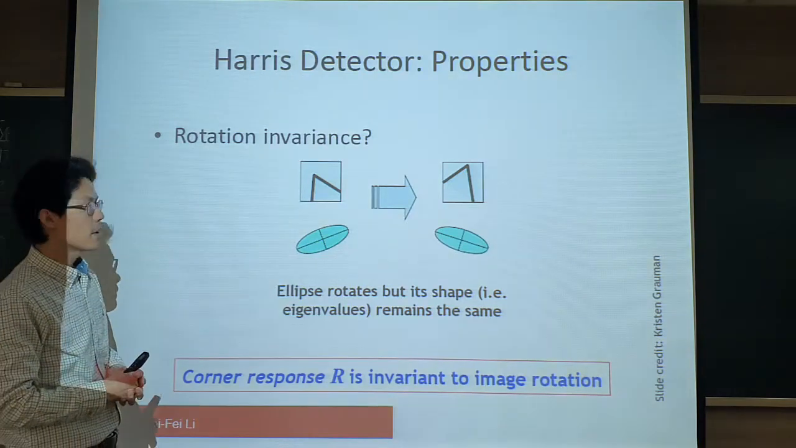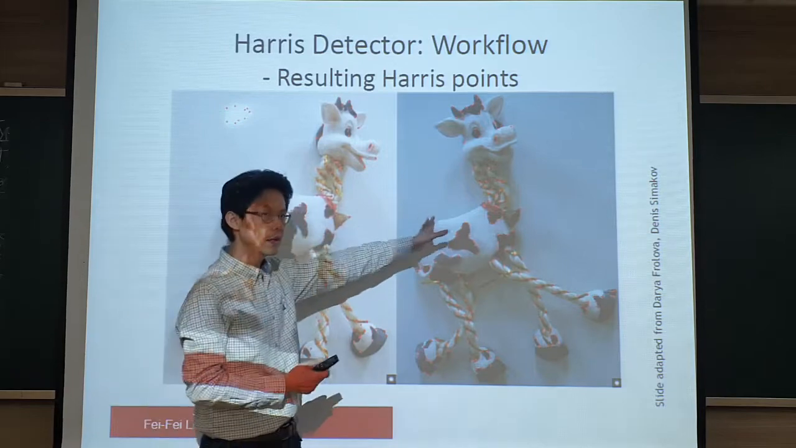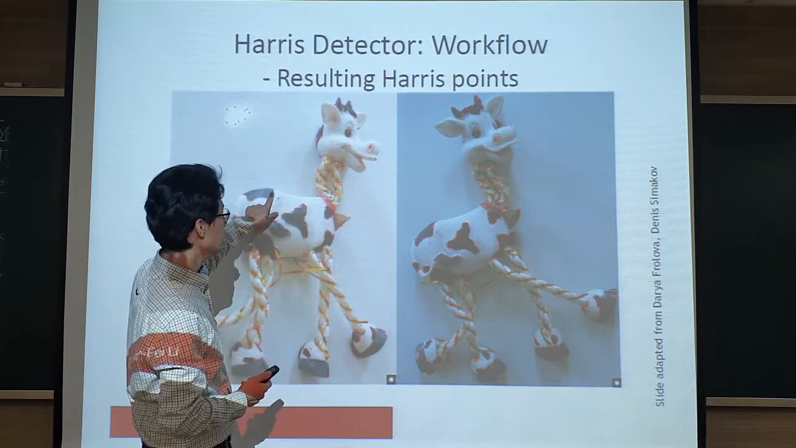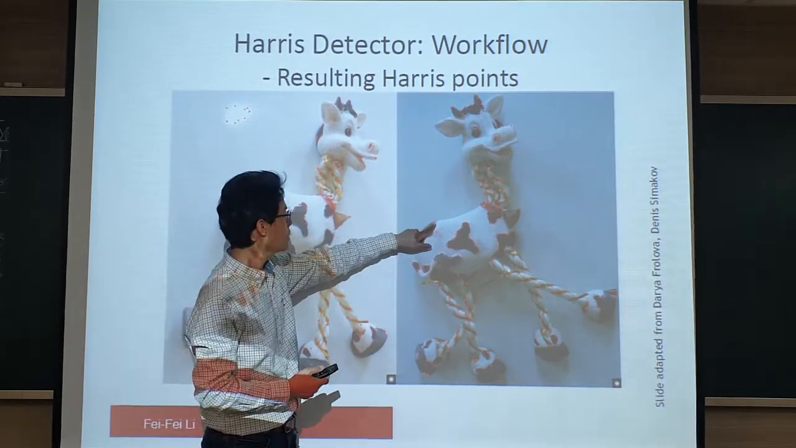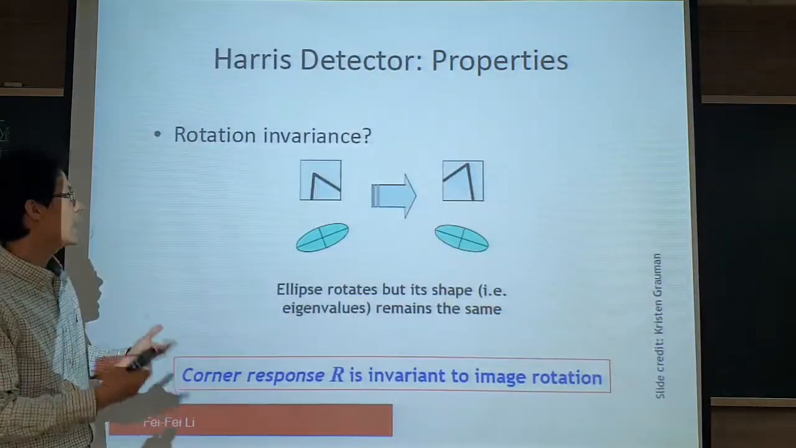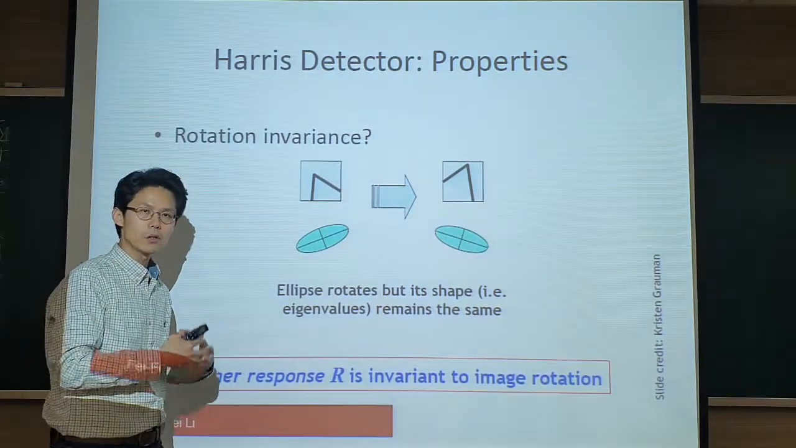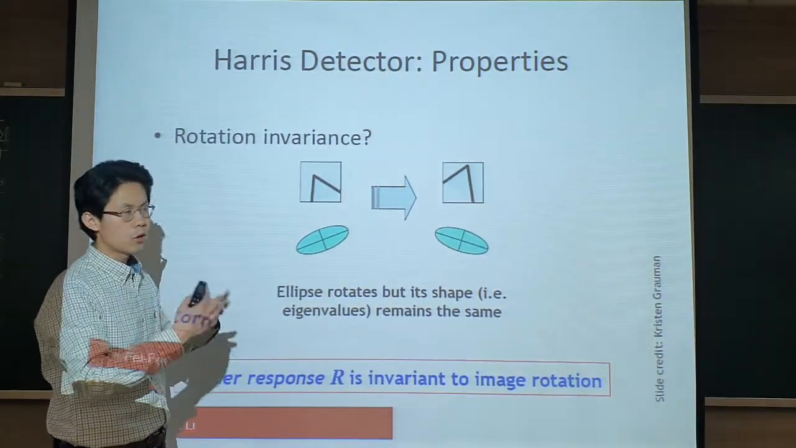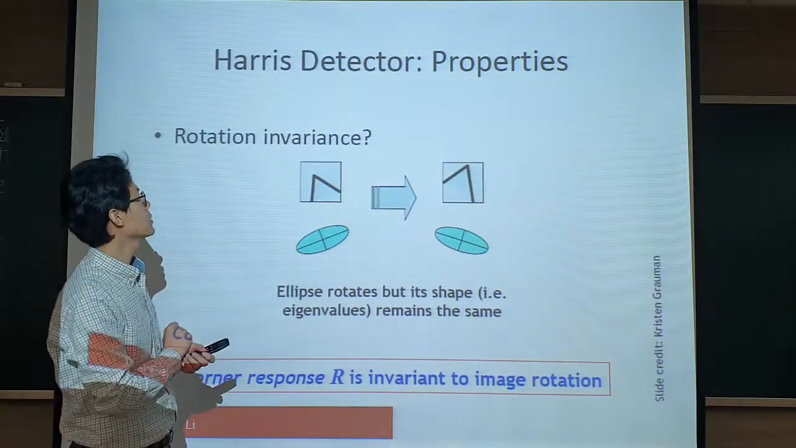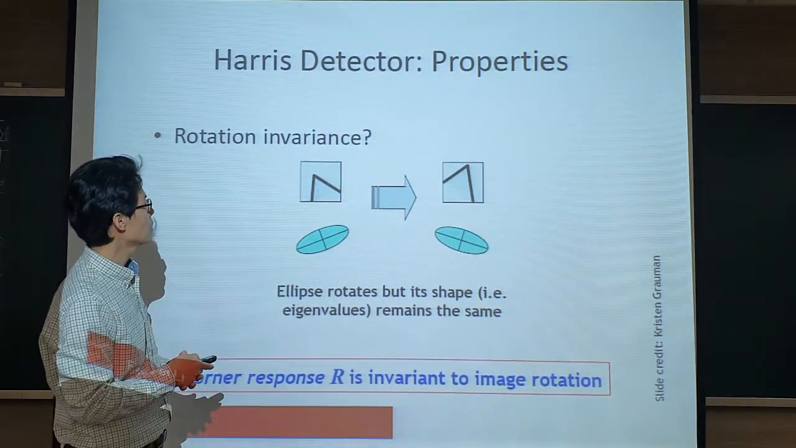How about rotation invariance? You can see that, given this image, we rotate it. For example, here we got the rotation, and some of the corner points are off, but we also got some of them. Actually, I won't talk about the details, but we can also design the second moment matrix to be invariant to rotations. We can very easily derive this rotation invariant approach.